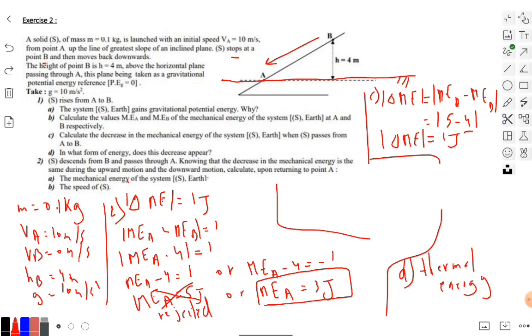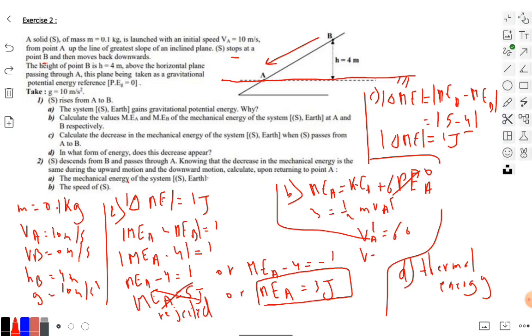Part B, the speed of S. Calculate the speed of S. ME at A equals kinetic energy at point A plus GPE at point A. GPE is equal to 0. So 3 equals half m v_A squared. We obtain v_A squared equals 60. Then v equals 7.74 meters per second.